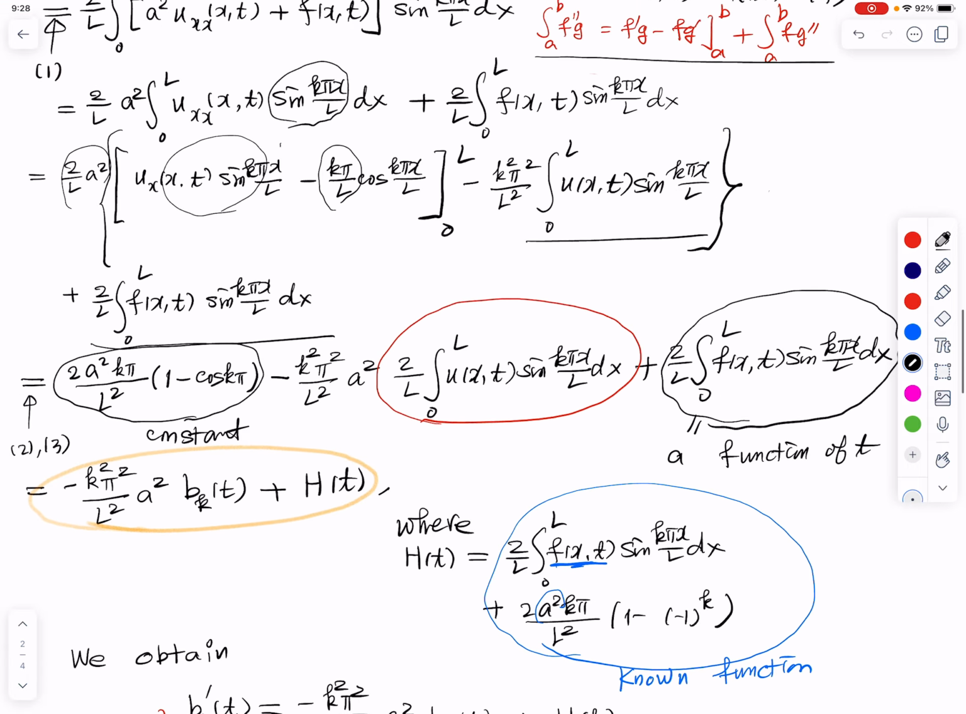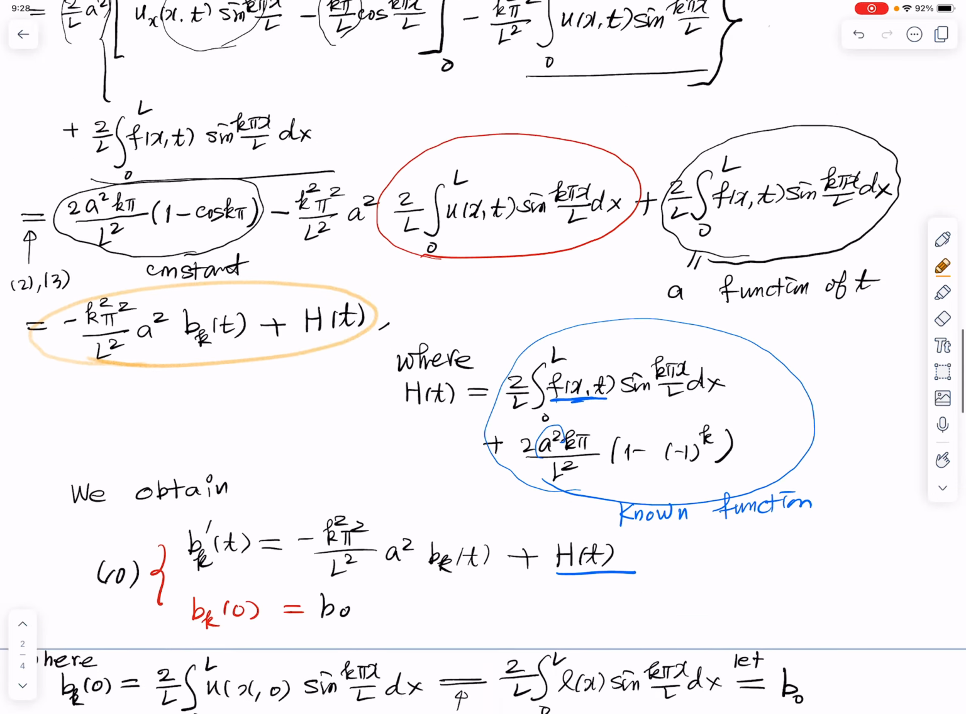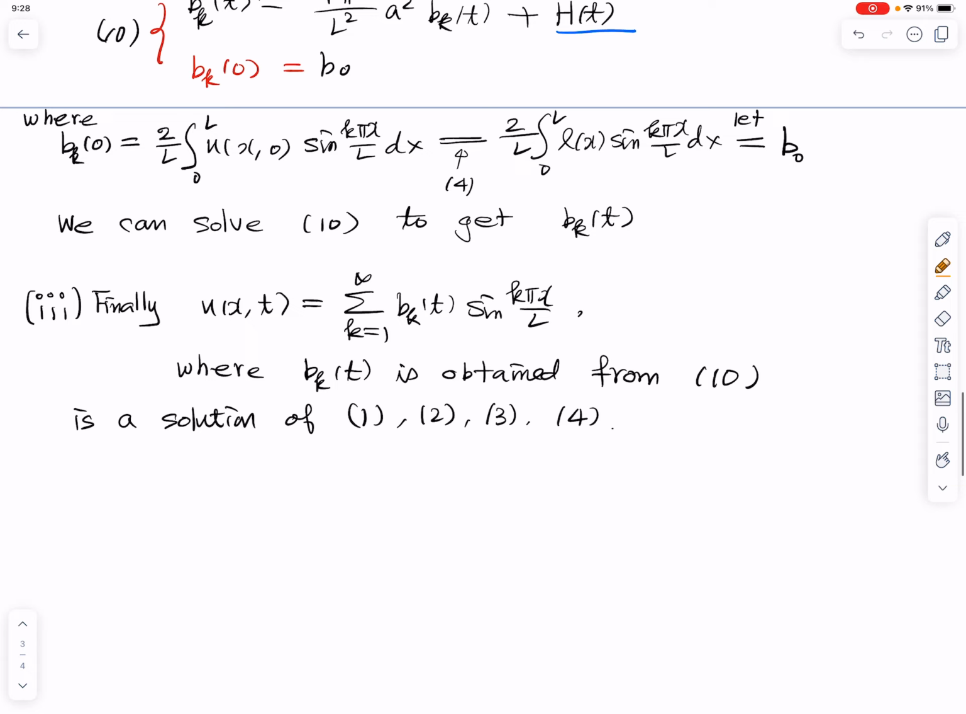Step 2 is the most important part, even though it is a small part. We need to find the form of a solution here. This is the most important part. If we want to prove it rigorously, then we need to do more, but I won't discuss too much. Okay, thank you very much.